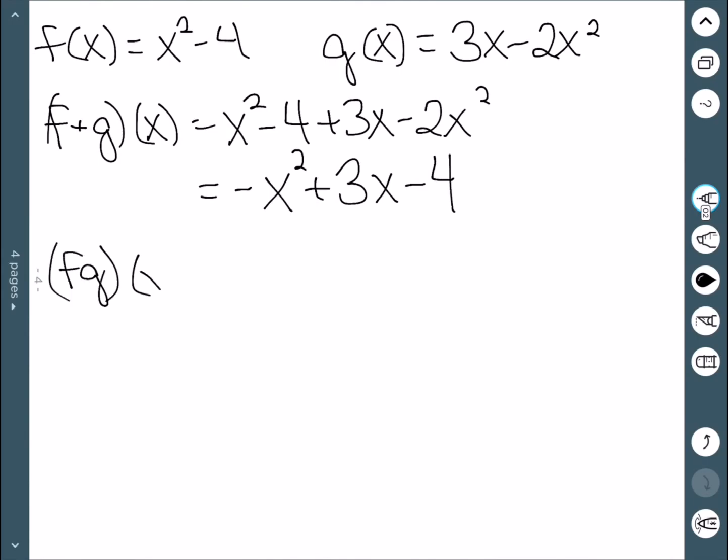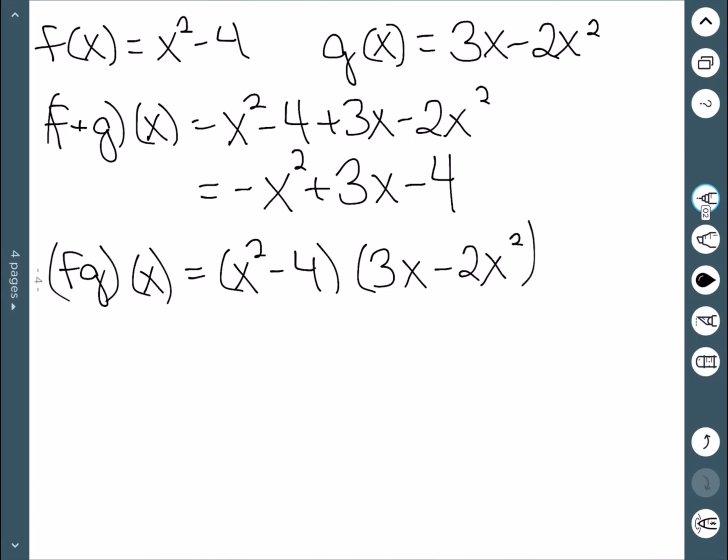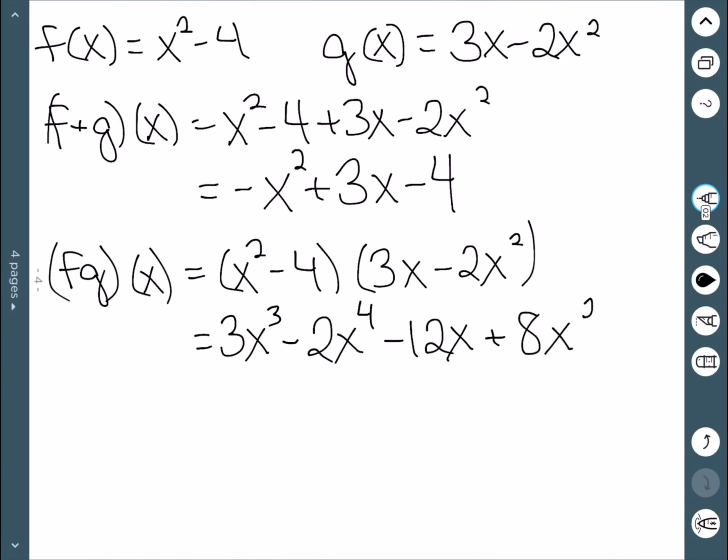I could also multiply them to get f times g of x. This would be x squared minus 4 times 3x minus 2x squared. And we can go ahead and FOIL this. The first terms would give us 3x cubed, the outer terms, negative 2x to the fourth, the inner terms, negative 12x, and then the last terms, 8x squared.